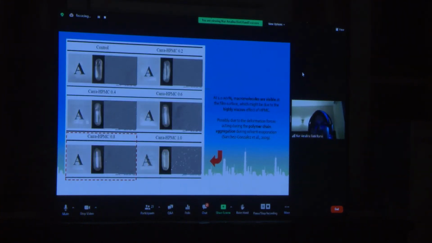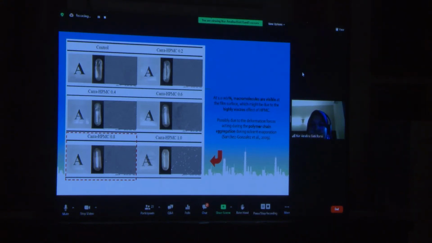These tables show the film, the hard capsule, and also the SEM images of different concentrations of HPMC. At 0.8, we can see that the surface is clear and the film has less opacity. However, at 1%, the macromolecules are visible at the film surface. That might be because of the highly viscous effect of HPMC.